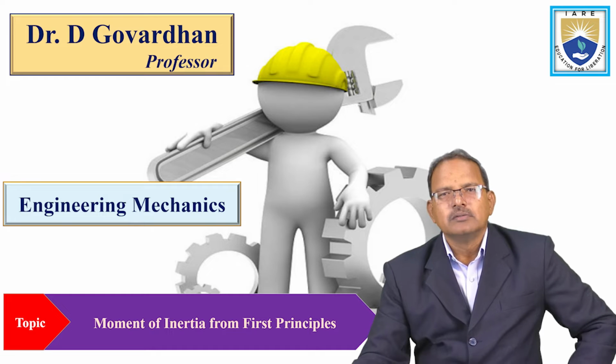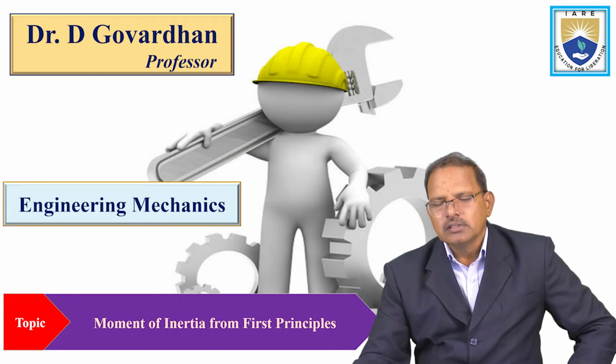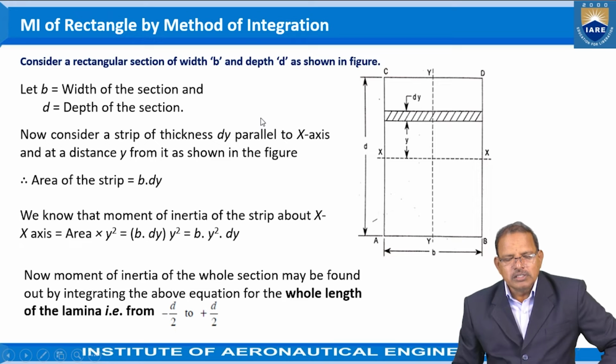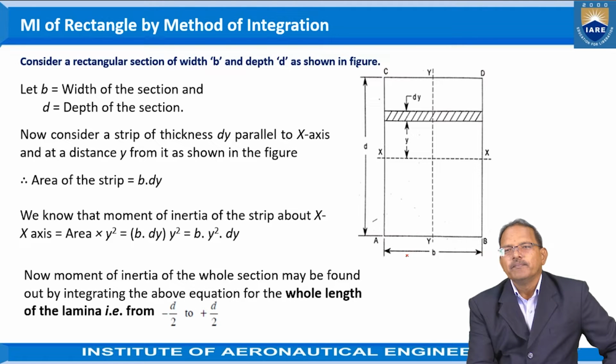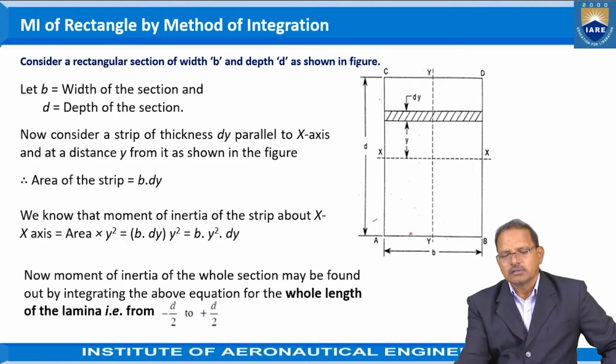Today's topic is moment of inertia from the first principles. Now consider a rectangle having breadth equal to B and depth equal to D, as shown in the figure. Let us determine the moment of inertia of this rectangle about its base AB as well as its centroidal axis, that means the axis which is passing through the centroid.